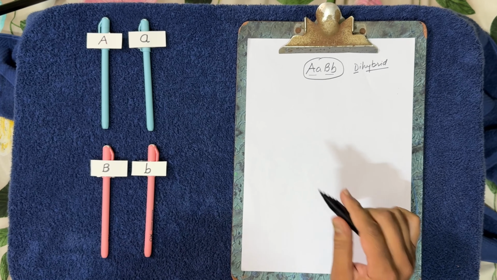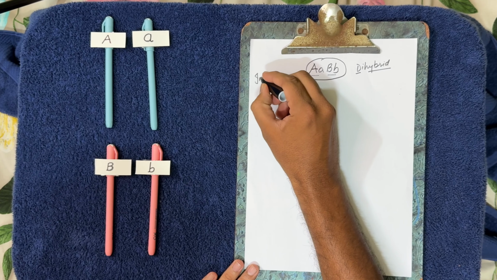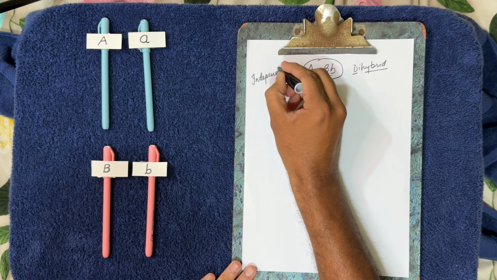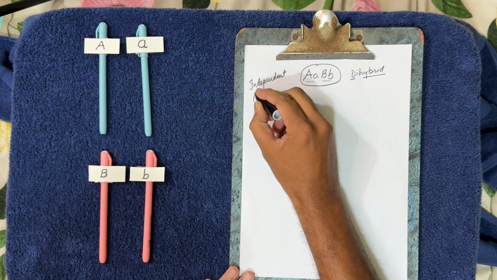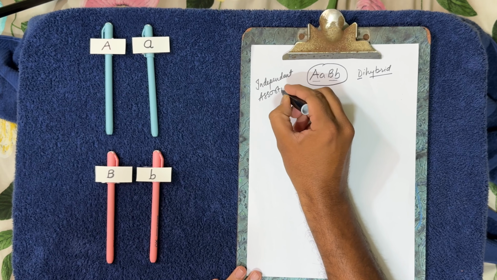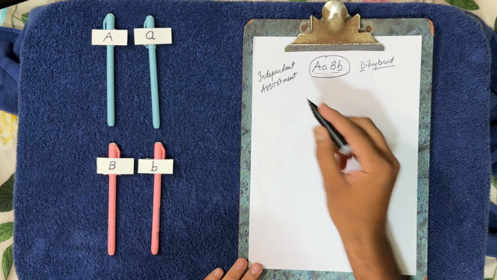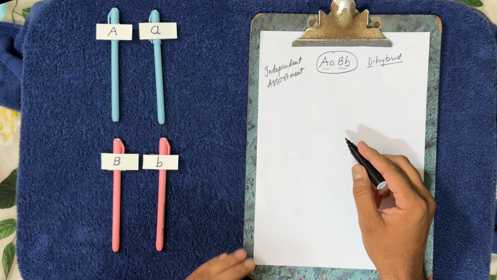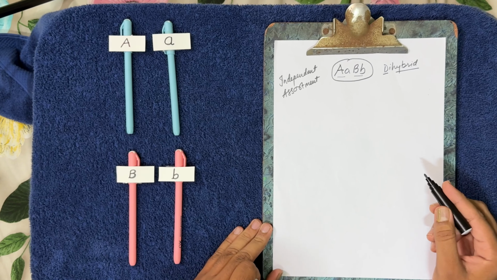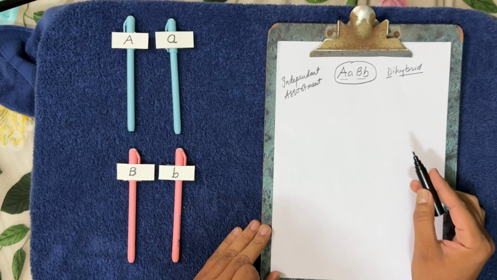As of now, we are talking about independent assortment, because once you understand independent assortment, only then you can understand what is linkage and recombination. So this is the case of independent assortment.